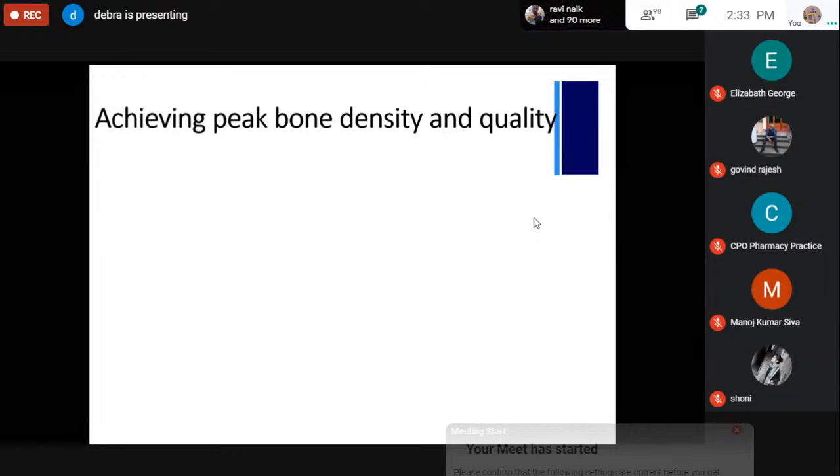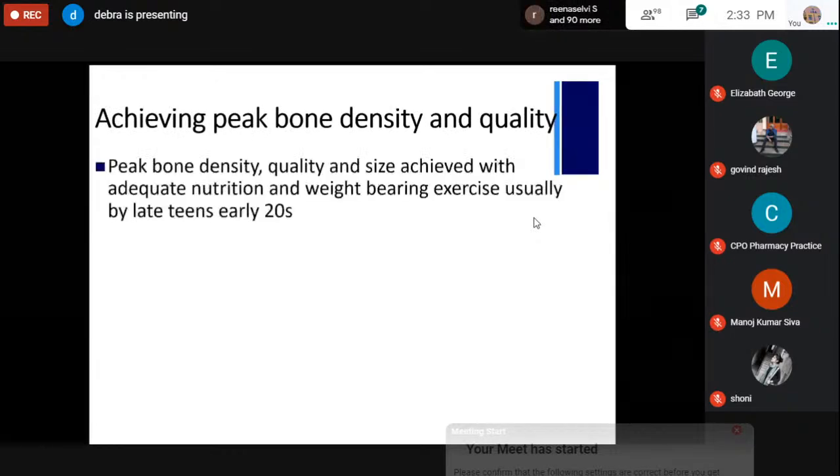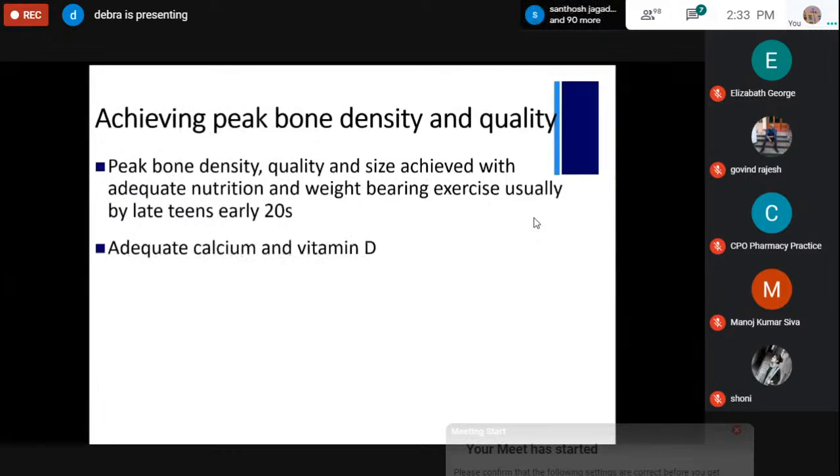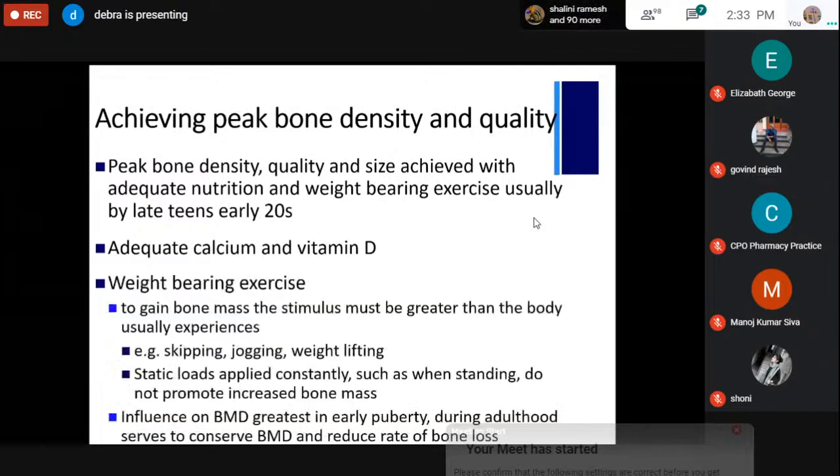So achieving peak bone density and quality requires adequate nutrition and weight-bearing exercises, usually in late teens and early 20s, and adequate calcium and vitamin D. So children that don't get outside very often don't get enough calcium and vitamin D, and they don't undertake enough weight-bearing exercise to gain that bone mass, because you need that weight-bearing exercise. Be it skipping, weightlifting, not just walking.